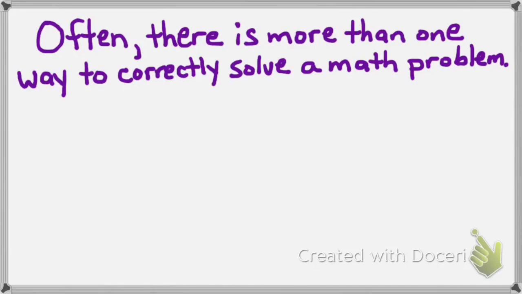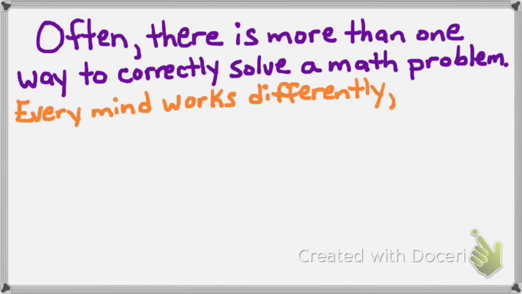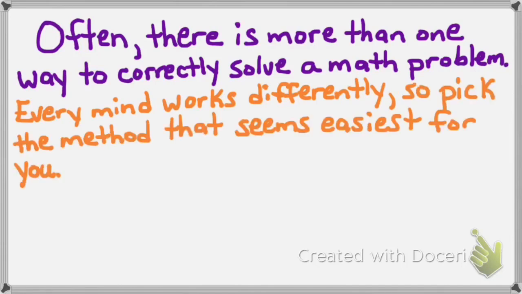Often, there's more than one way to correctly solve a math problem, and every mind works differently. So pick the method that seems easiest to you. This is the same for adults as well. I know sometimes Mrs. Castellano and myself will solve a math problem differently. I know Mrs. Neves and myself will solve a math problem differently. And as long as the method that you're using works, that's fine. But you have to go by what works best with your mind.